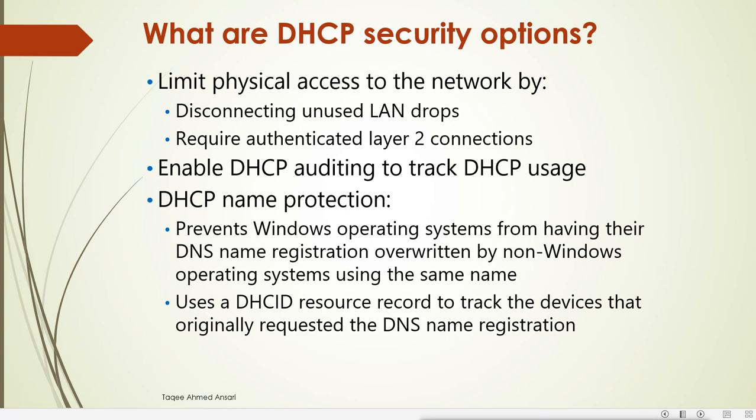Then enable DHCP auditing to track the DHCP usage. In DHCP we should enable the logging and auditing option so that we can audit who is using DHCP and how it is used. Then DHCP name protection. Prevent Windows operating systems from having their DNS name registration overwritten by non-Windows operating systems using the same name. This is protection for the name in DNS.